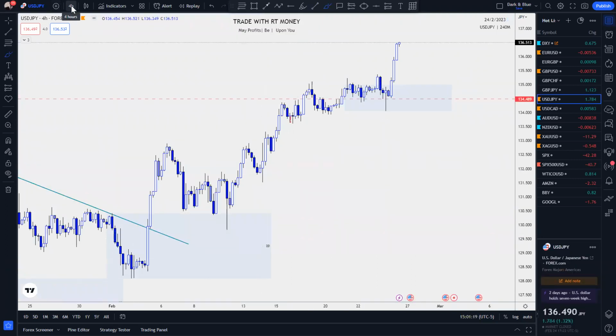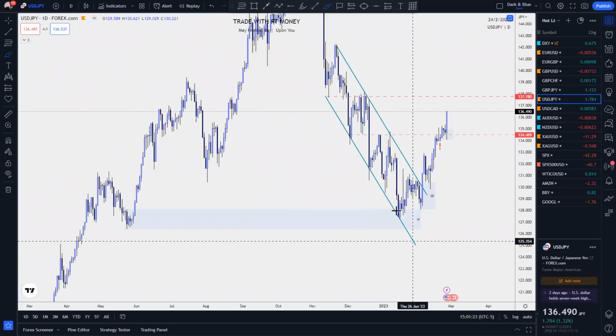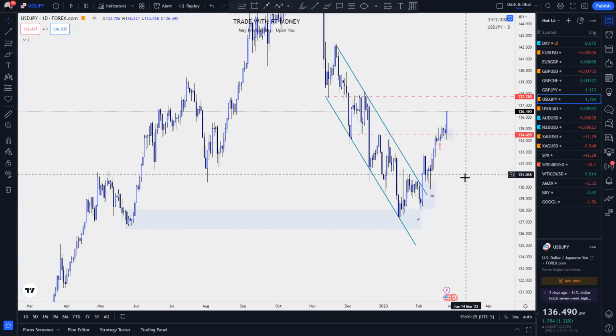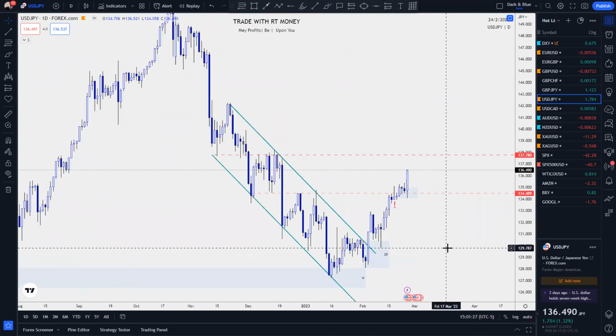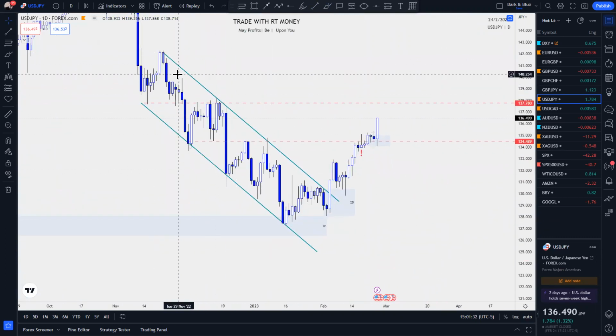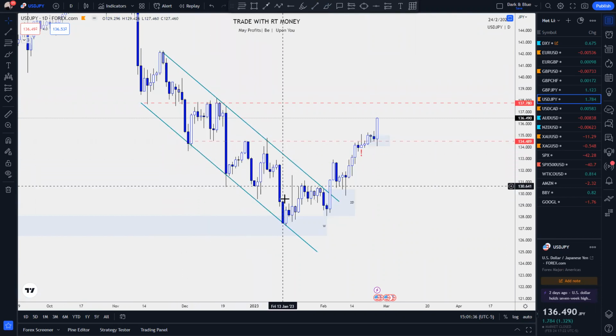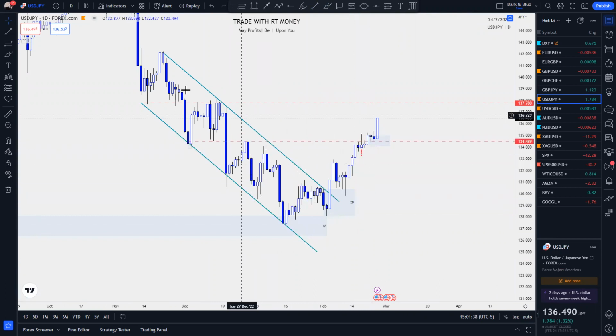Let's go to USDJPY. This is one of my favorite markets. Why? Because the price action is so clean. Look at this channel: lower low, lower high, lower low, lower high, lower low, and all that good stuff, all within that channel.